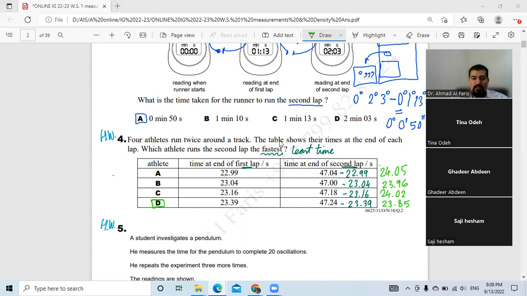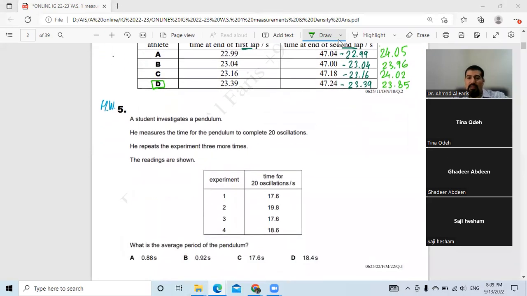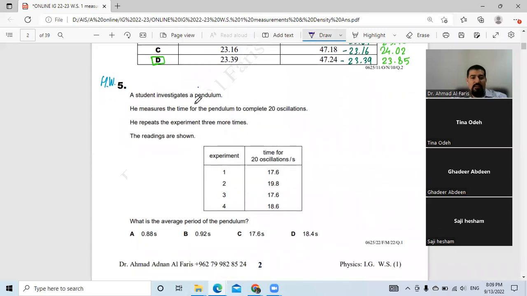Okay, a lot of students we have here. Now, question number 5. We did similar to it last time. What do we have here in this question? A student investigates a pendulum, and he wants to measure the time for the pendulum for 20 complete swings. He repeats the experiment 3 more times.